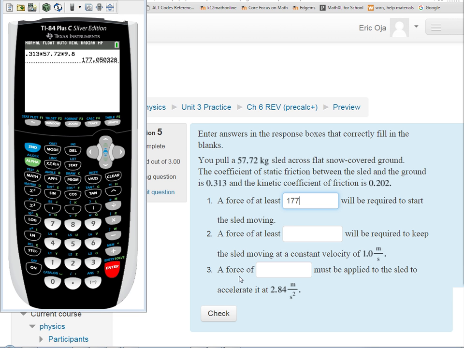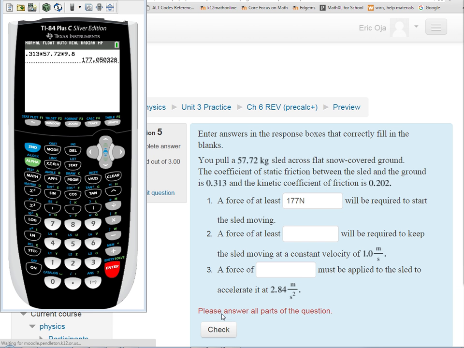$177 newtons. Oh, I guess I can't. Well, yeah, I'll check them one at a time. How about... don't do this on the test. Oh, I have to answer all parts. Of course. Okay.